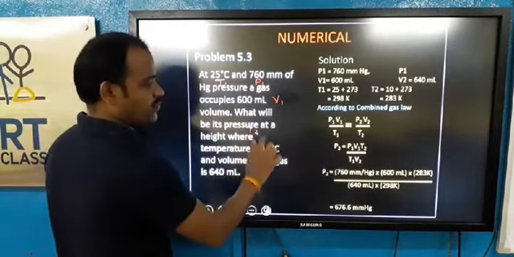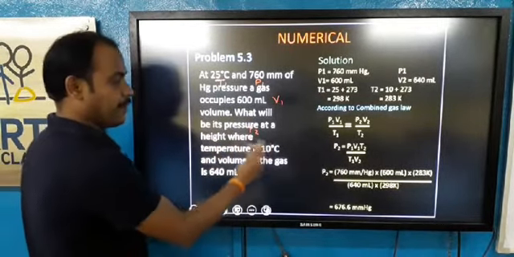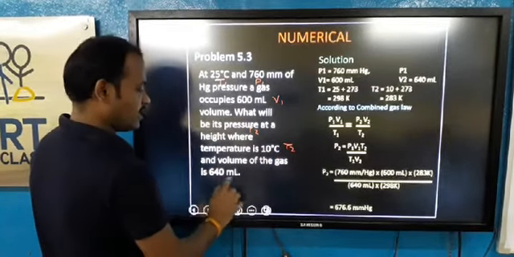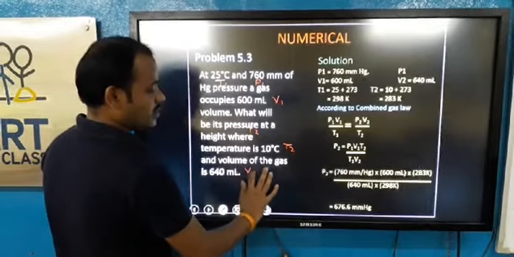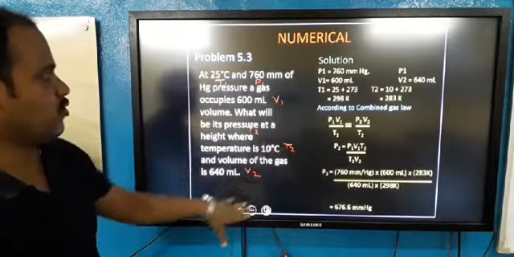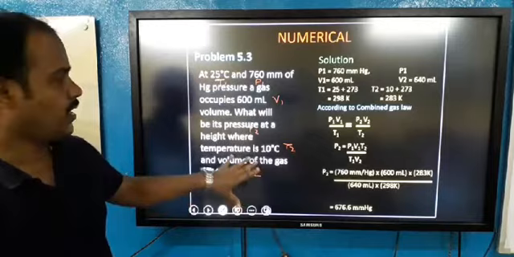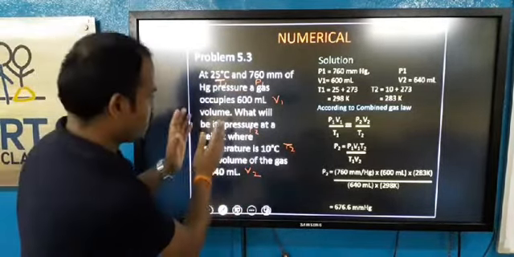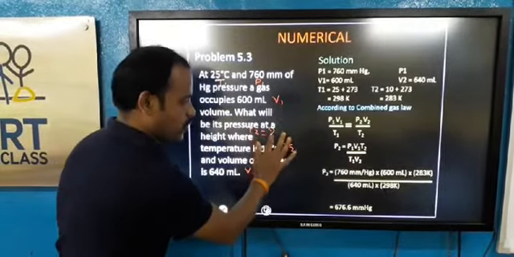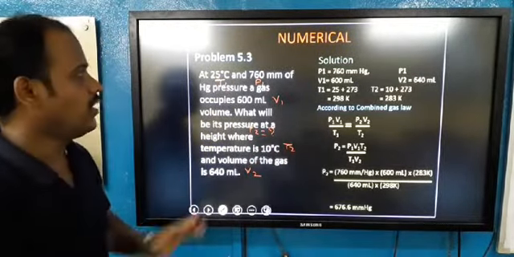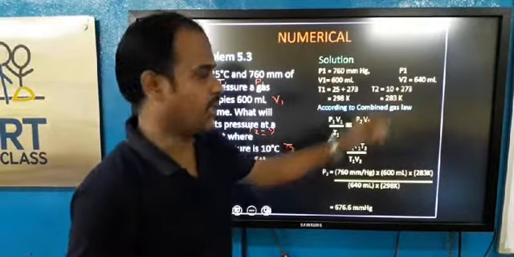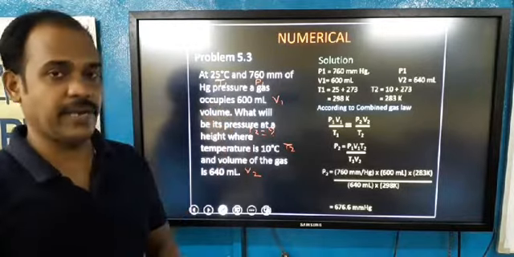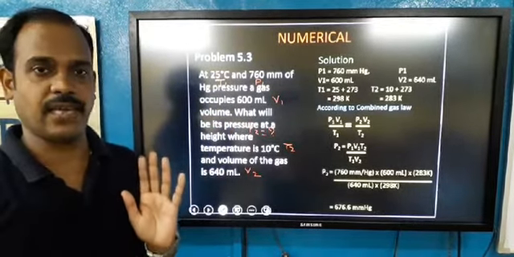Means P2 you have to calculate at a height where temperature is 10 degrees C, means T2 is 10 degrees C, and volume of the gas is 640 ml, this is V2. So in this question these values are given. T1, P1, V1 are given. P2 we have to calculate, P2 is equal to question mark. T2 and V2 are given. So write these things.